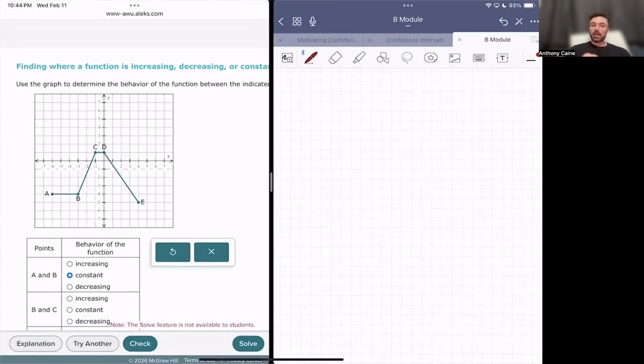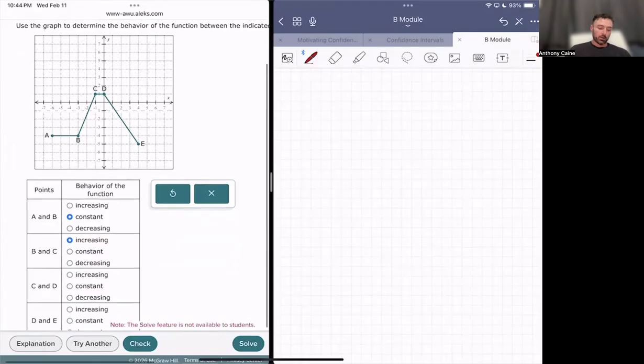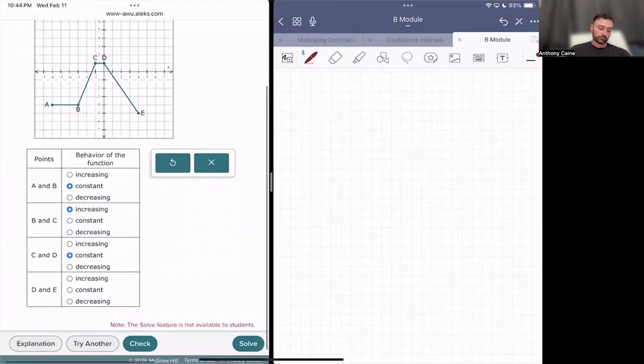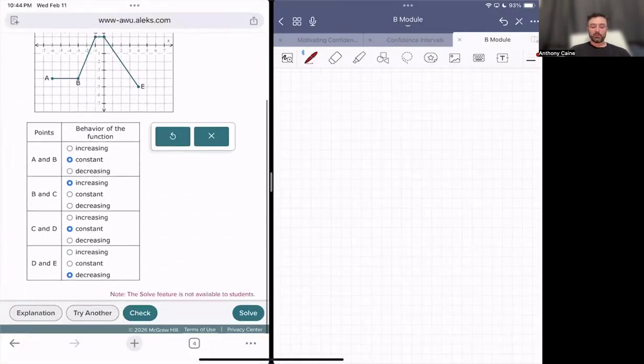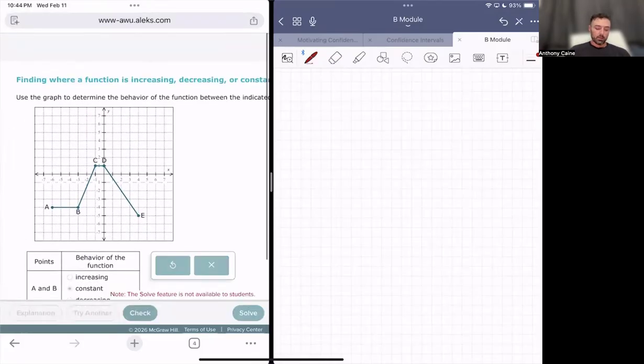If you go uphill as you travel from left to right, that is increasing. And then we're constant again. There's no change from C to D. And if you go downhill, that's decreasing. So whenever we say increasing and decreasing, we always mean from left to right. And if something is constant, it means it's not changing.